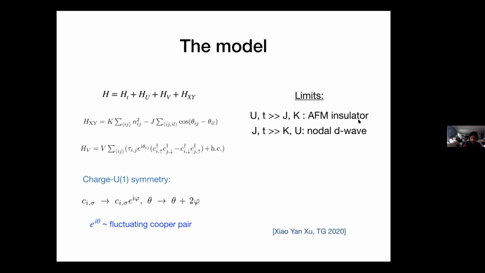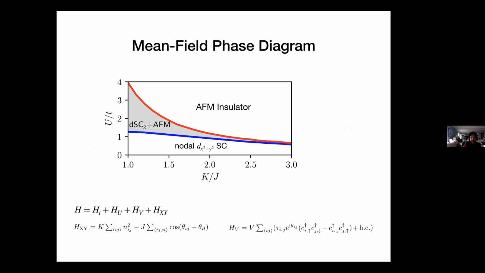So the question is, what is the global phase diagram? The one thing you will notice very quickly once you do mean field theory is that, separating this nodal phase, this is just a mean field phase diagram, I will show Monte Carlo results soon, we'll always find an intermediate phase which has both antiferromagnetism and a gapped superconductor, which we call DSCG.